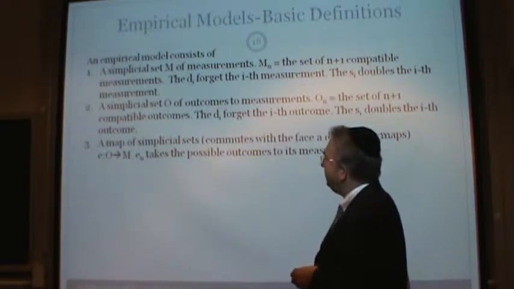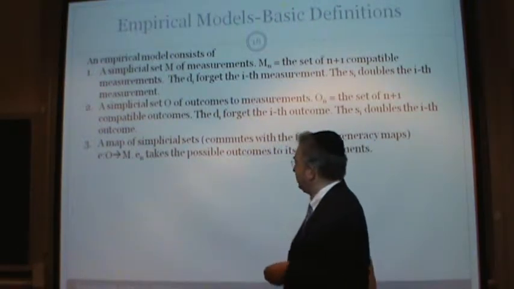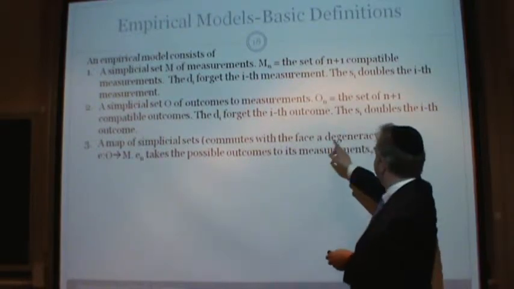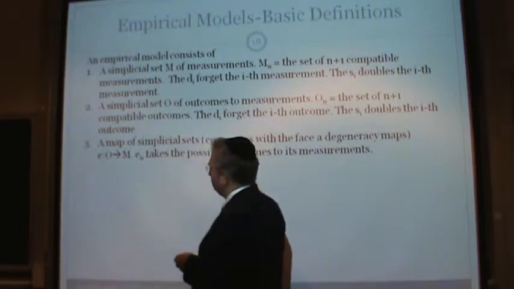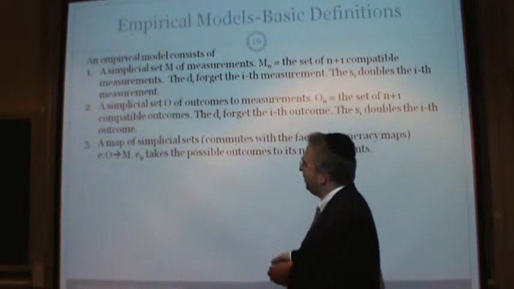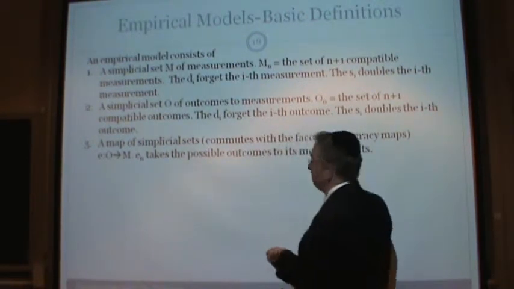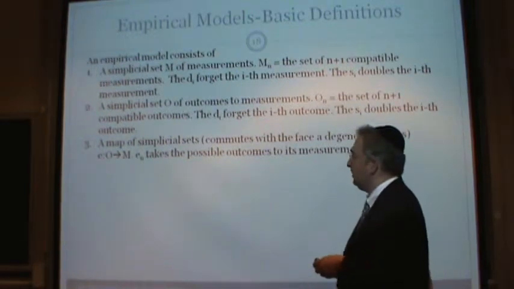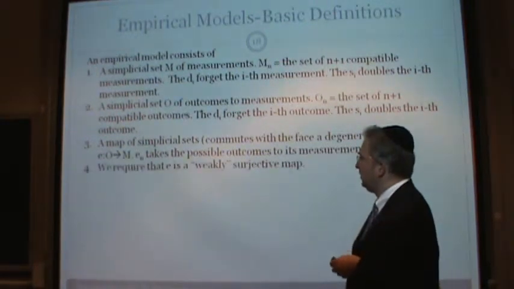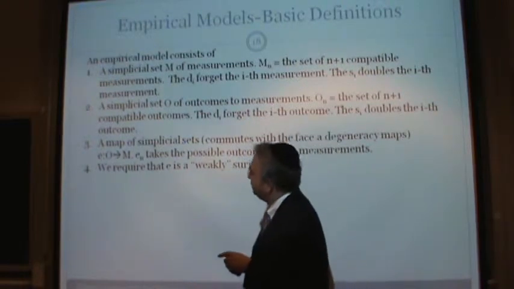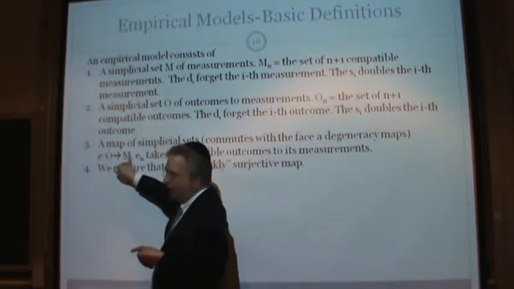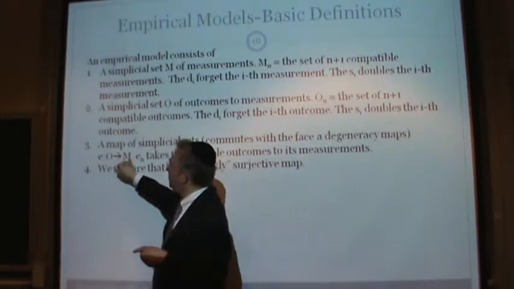Then you have a map of simplicial sets. What does it mean to be a map of simplicial sets? It commutes with the face and degeneracy maps. So you have a map from the set of outcomes to the set of measurements, just like before, and En takes the possible outcomes to its measurements. You'll see a picture in 1 minute. It'll explain everything. We require that it is weakly surjective. Let me show you what weakly surjective is. We don't just want a map from O to M. We want it to be somewhat surjective.